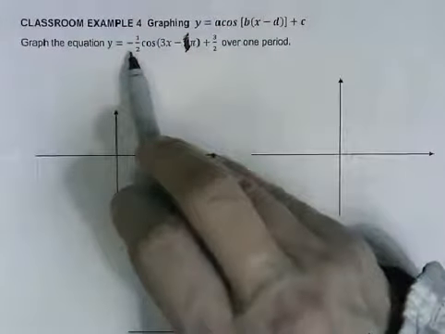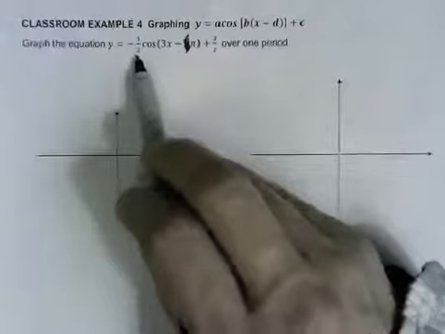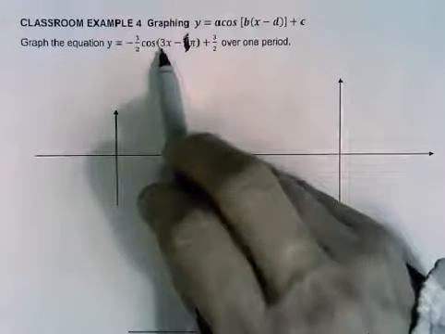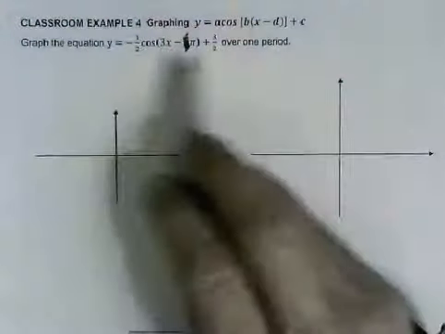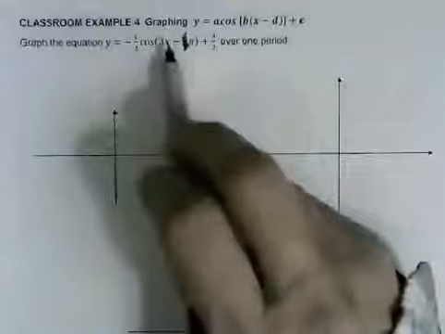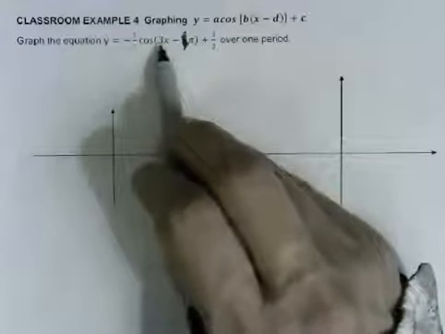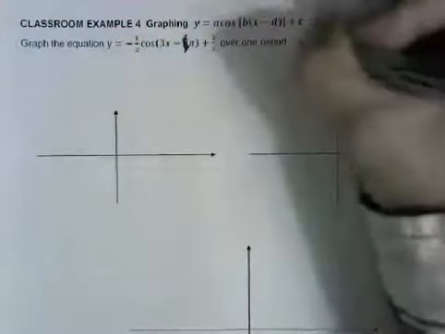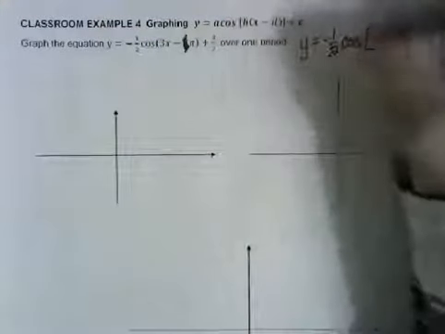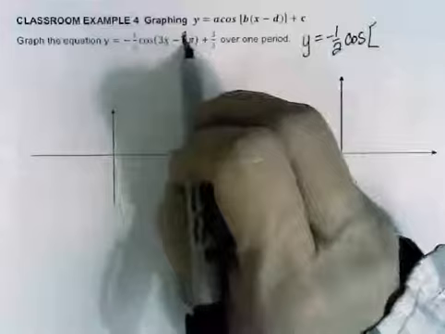We've got a reflection because of the minus. We have a vertical shrink. We have a horizontal shrink. This gives us a phase shift, and this gives us a vertical shift. Now, before we start working on this, though, inside of here, if we have a b, we have to have that factored out. So we want to actually rewrite this with that 3 factored out.